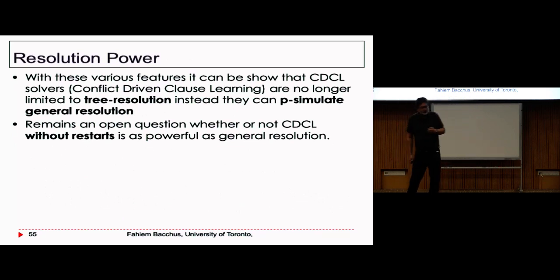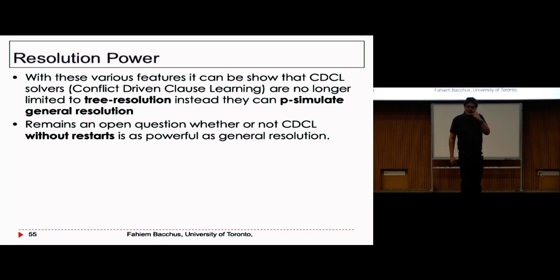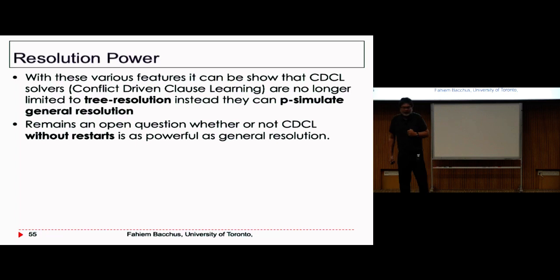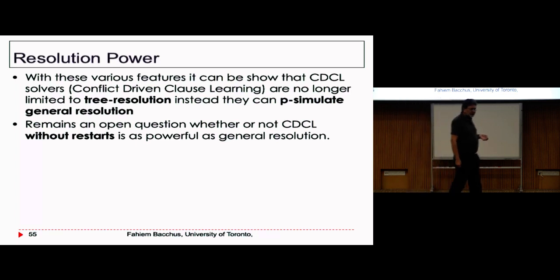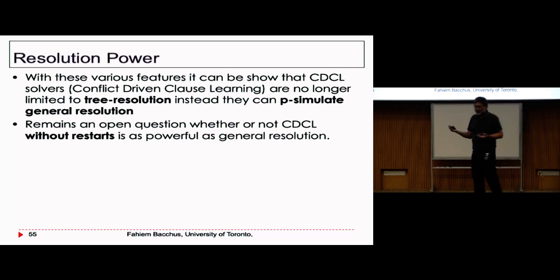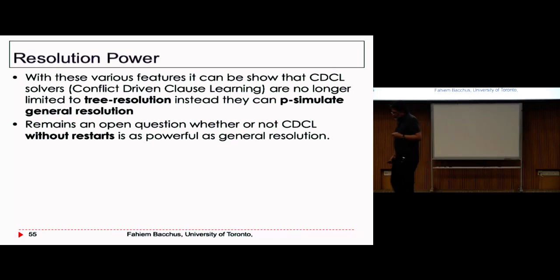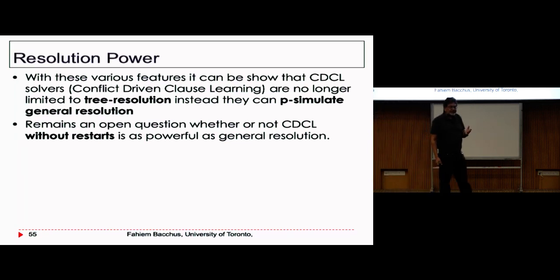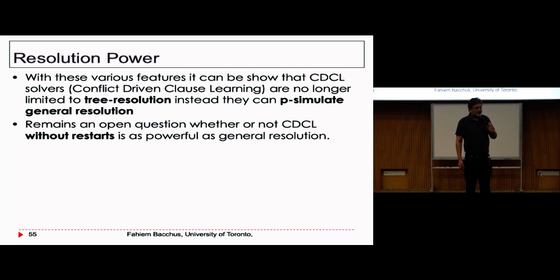Now you can prove as well that you go beyond tree resolution with clause learning. In fact, you can show fairly easily, maybe too easily, that if you do restarts, you can p-simulate general resolution. The problem is that the way you prove this is you basically run the SAT solver and restart after every clause you learn. Then it becomes trivial to see that you can p-simulate general resolution. It's much more difficult, and I've done some work on this. It remains unresolved whether or not CDCL without restarts is as powerful as general resolution.